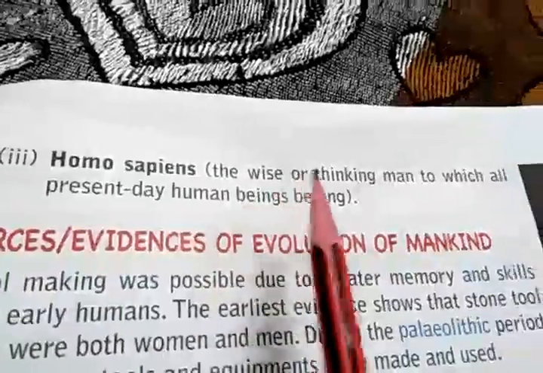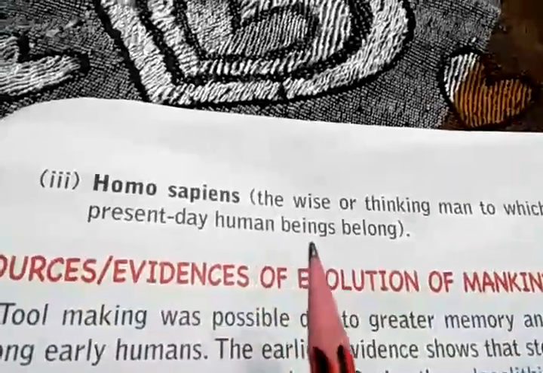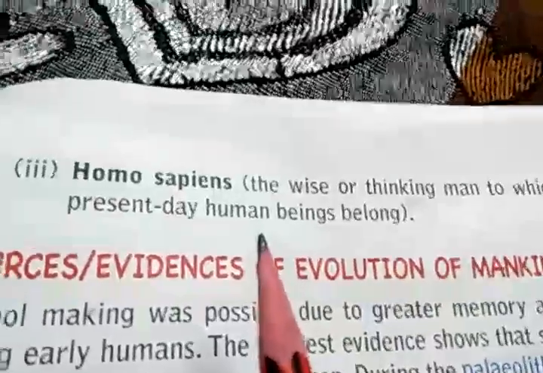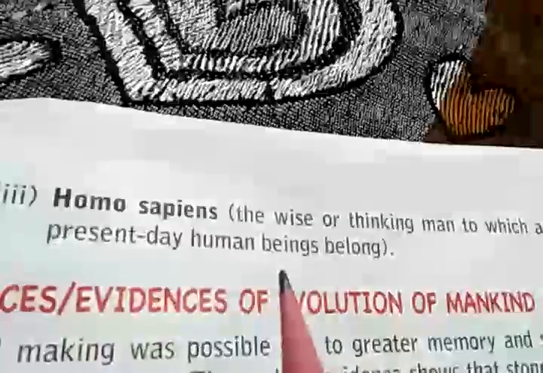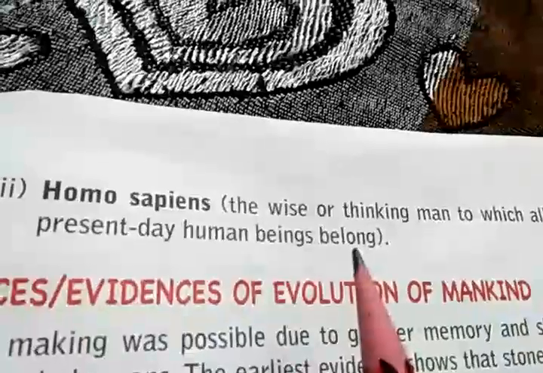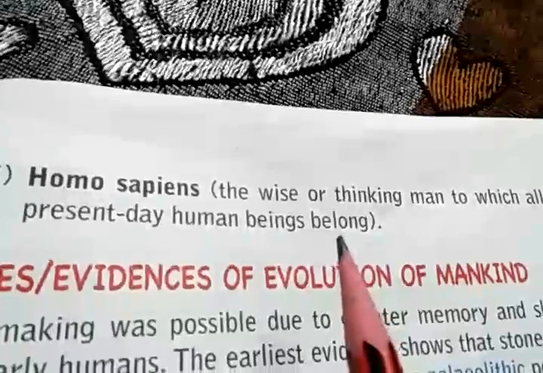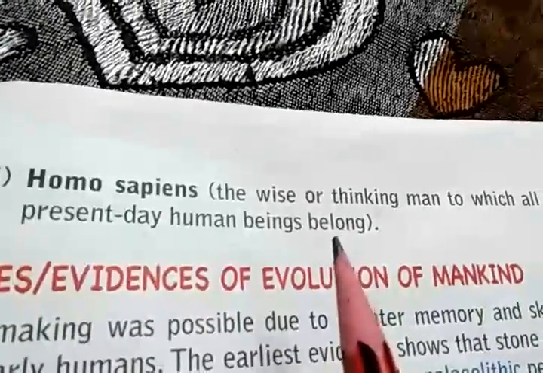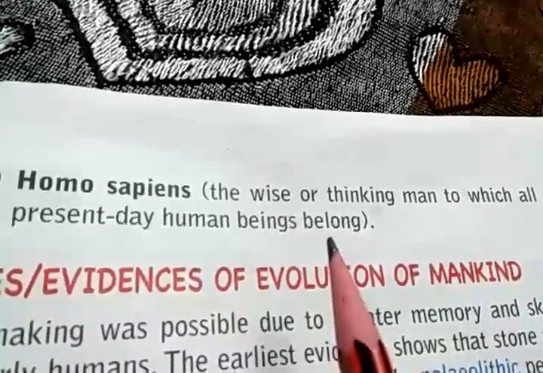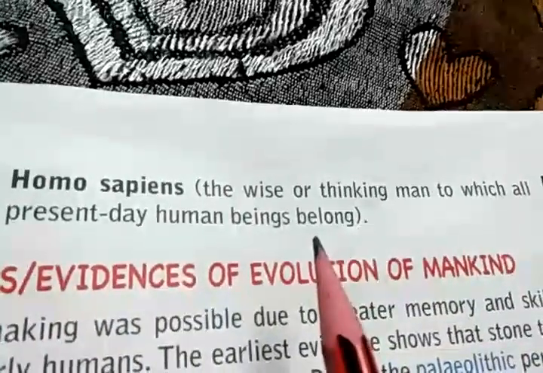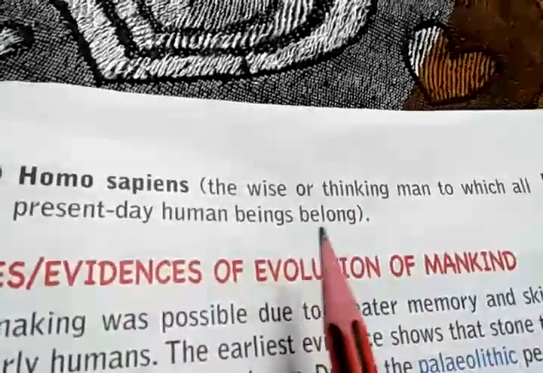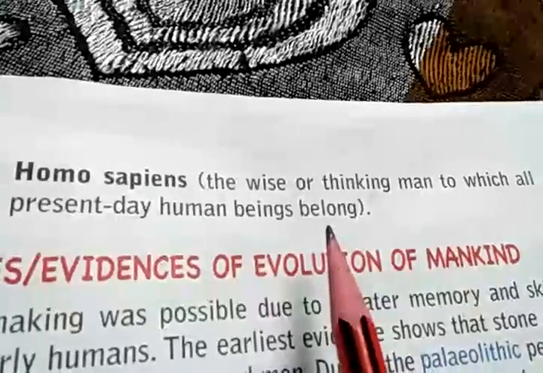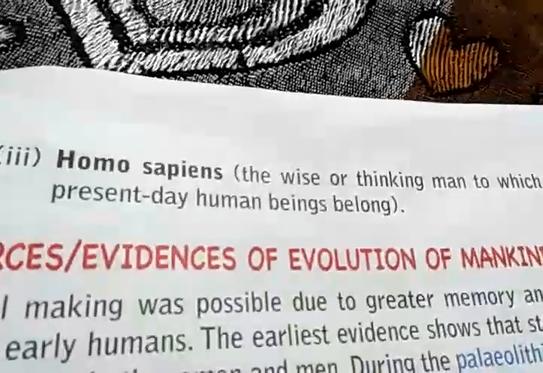And the third stage is Homo sapiens, the wise or thinking man to which all present day human beings belong. So Homo sapiens are present day human beings, which we are today. The wise, because we use our brain, or thinking man. As I said, human beings defeated other animals on this earth, not because they were very strong, but because we were having an active brain which can think. So the Homo sapiens are called the wise or thinking man to which all present day human beings belong.